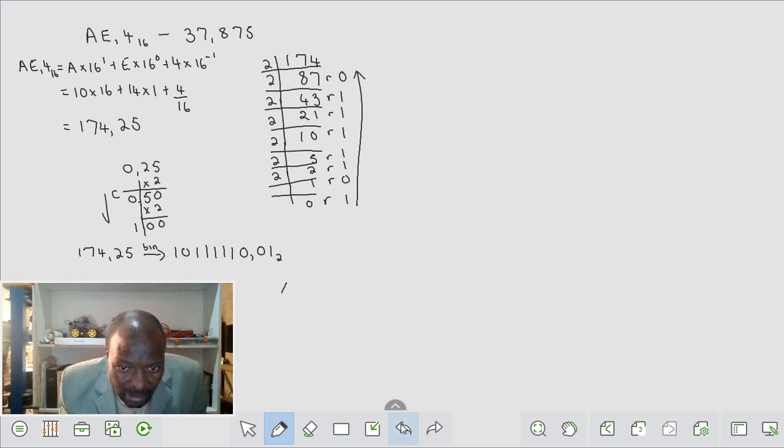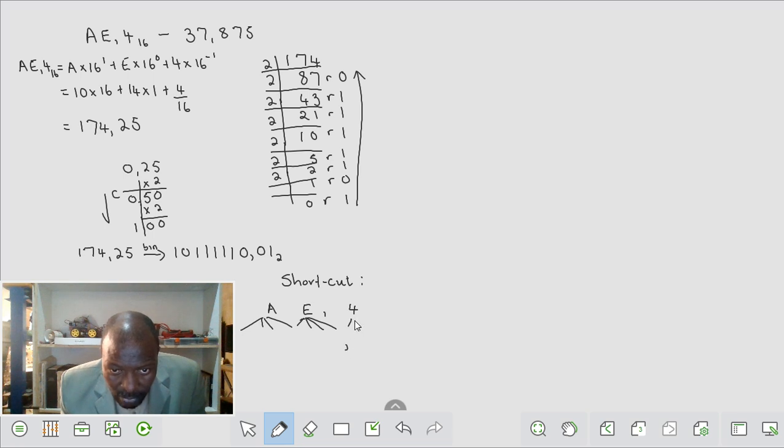Let me indicate that if we're not restricted, we could have used the shortcut method and said the A, the E, comma, the 4. In binary, the biggest digits here need 4 bits, so everything is split into 4 bits. The comma stays, and the 4 is also split into 4 bits. So this here is A, that is 1 0 1 0.